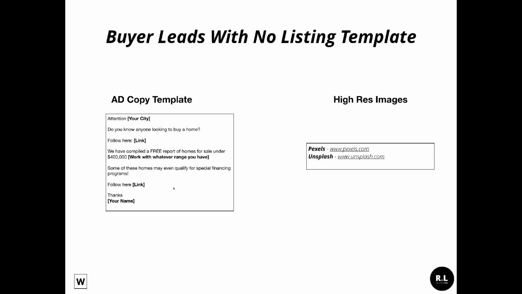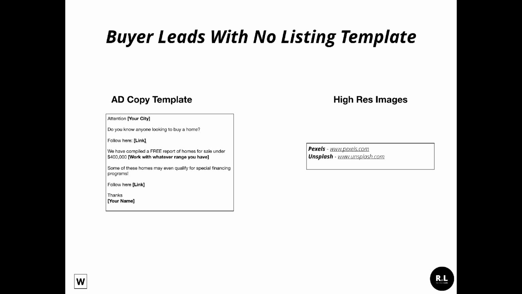I always say that you want to have a template that is always going to convert and works well. This specific template, we've used it from our agency. I typically got this template from my mentor, and it's worked well for him, it's worked well for me, and it's worked well for our clients. So I would suggest that you use this ad copy. And it's very simple, as you can tell. Attention, you add in your city. Do you know anyone looking to buy a home? And then you have a link.